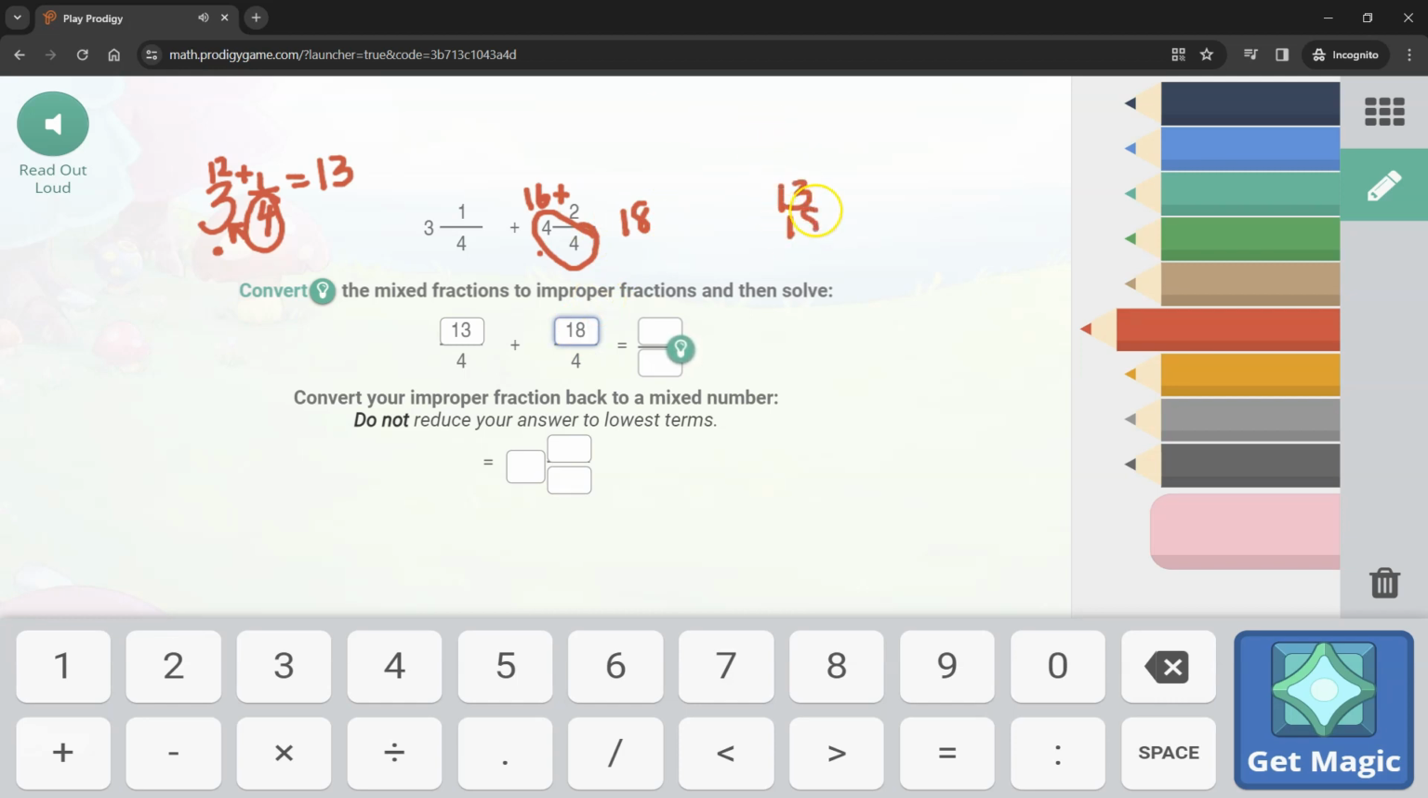Now that I have these really big numerators, remember I told you that whenever the denominators are the same, we just add the numerators up. So I've got 13 plus 18 is 31, so this becomes 31/4. And then now they want us to convert it back into a mixed number. So what we're going to do is do 4 into 31. Well, I know 4 times 8 is 32, so 4 times 7 gives me 28. And we don't need to write remainder 3. It would just be 3/4.